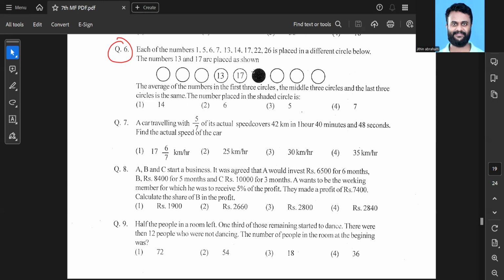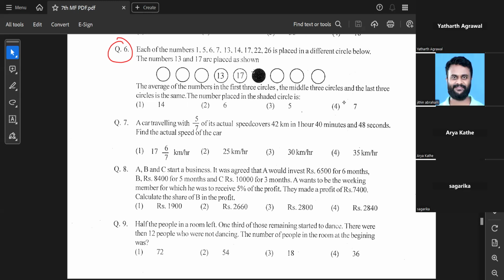Yes, Yatharth, tell me. Sir, can I say the answer? Sir, I got the answer as 6. Okay, what's your logic? Sir, I added 17 plus 13, so I got 30. Then I checked each number, so 31, then 35, then 36. I checked which number is divisible by 3. So 36 is the only number divisible by 3.